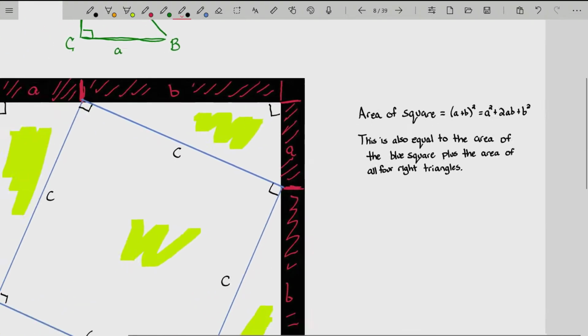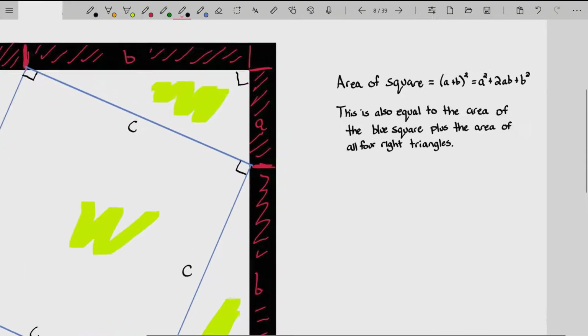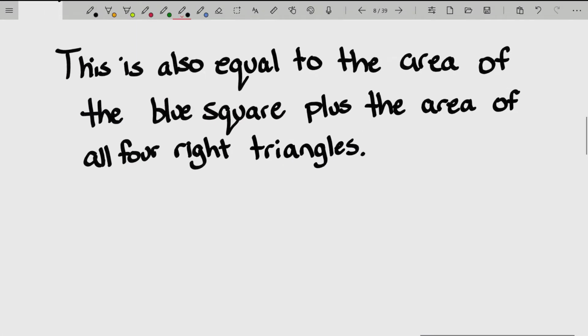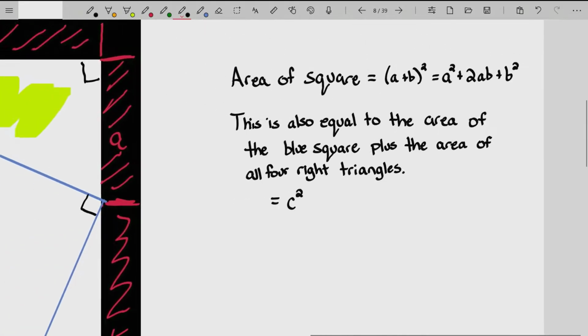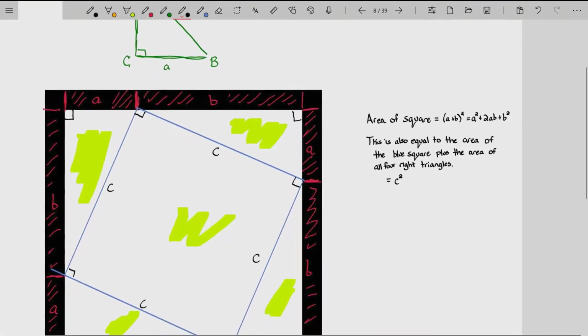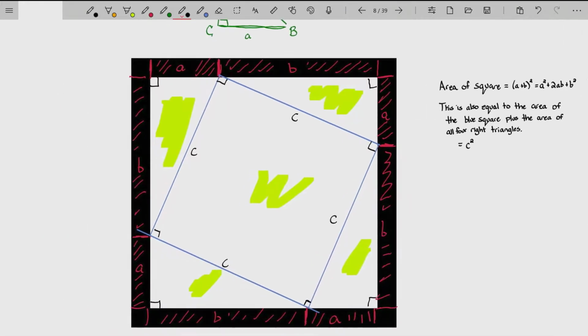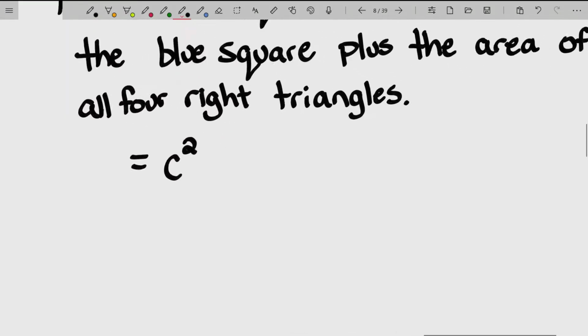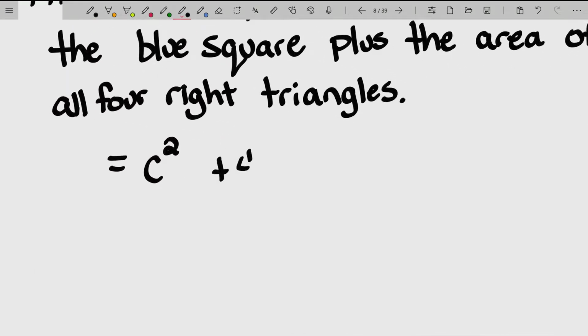The area of the blue square is, well, it's a C by C square. So that's going to be C squared. So I'm going to say that equals C squared. And then the area of 4 triangles. Well, the area of a triangle is 1/2 its base times its height. So we have 4 of those triangles. So plus 4 of those triangles, each having an area of 1/2 its base, which we'll call B, and its height, which we'll call A.